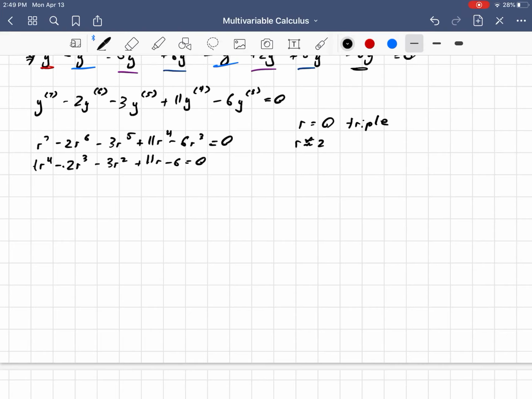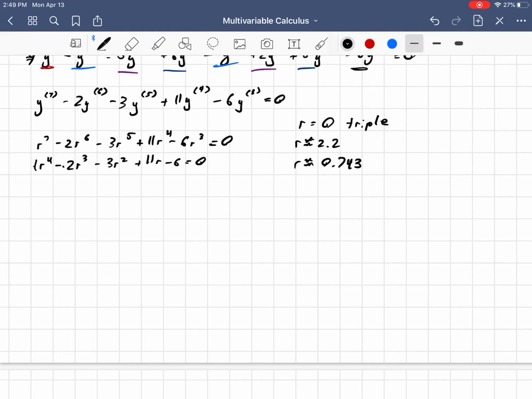So we have r equals 0, right? Or that was actually a triple root. And then we have r equals approximately negative 2.2, approximately 0.743, and I don't want to do that division.